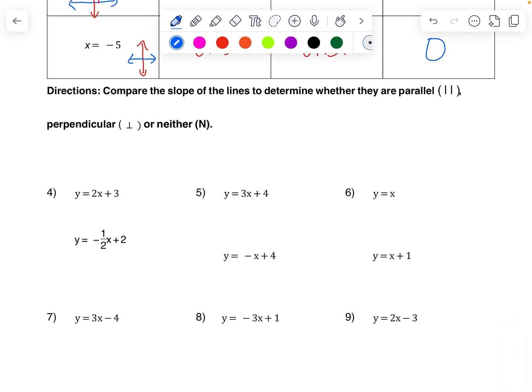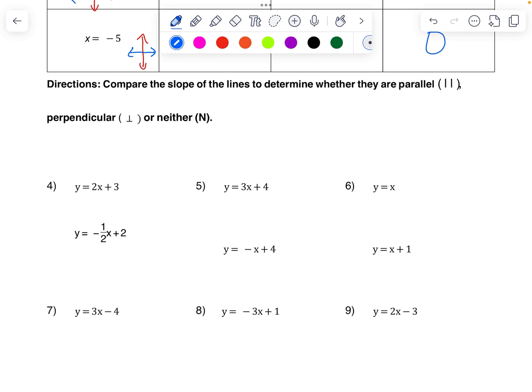Okay, all we need to do is look at the equations. Some of them we may need to solve and just identify what our lines would be. Would they be parallel, would they be perpendicular, or would they be neither? For parallel, we're gonna write that symbol. For perpendicular, we're gonna write that symbol. And if they're neither, we're gonna just write an N, okay?